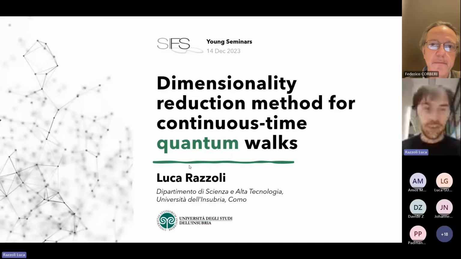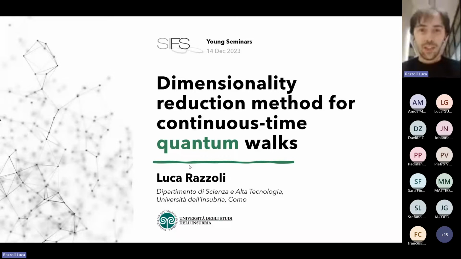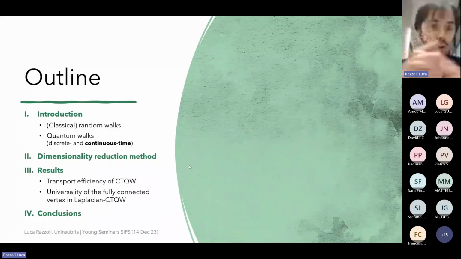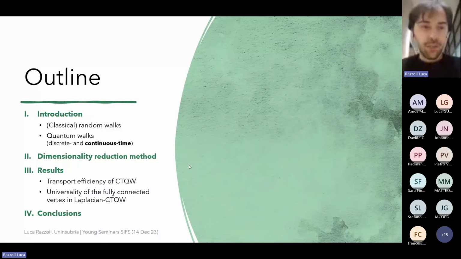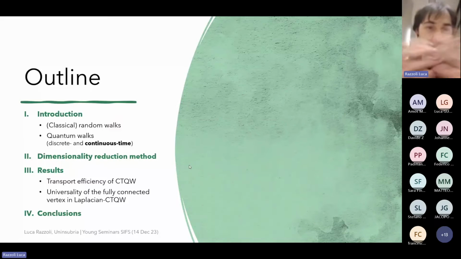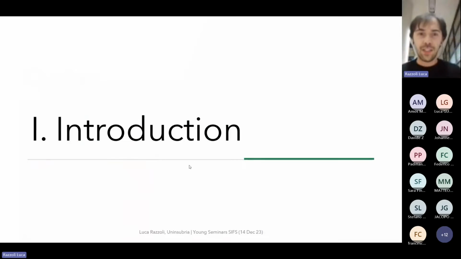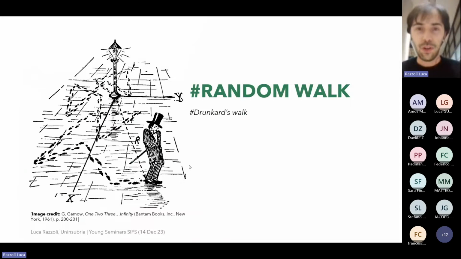Thank you for your kind introduction and for this opportunity. So this is the brief outline of my talk. In the first half, we will review the main and basic concepts and features of classical random walks and those of quantum walks. Then in the second half of the talk, we will focus on the dimensionality reduction method for continuous time quantum walks. And then we will discuss a couple of examples where this method can be of use. So let's start with the classical random walk.